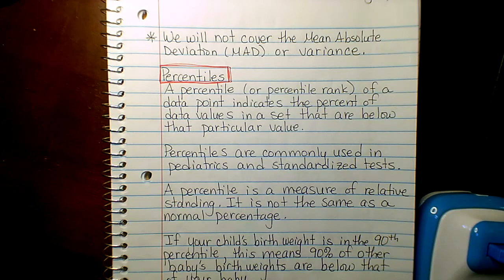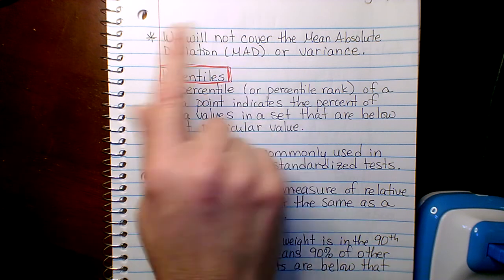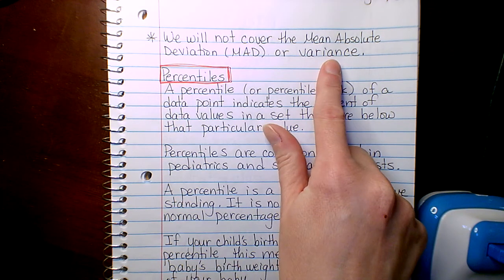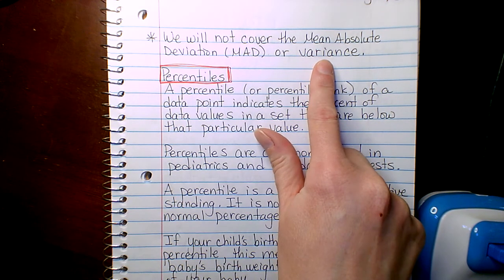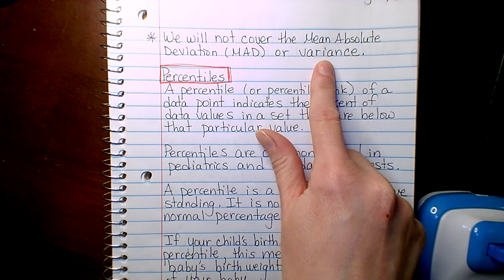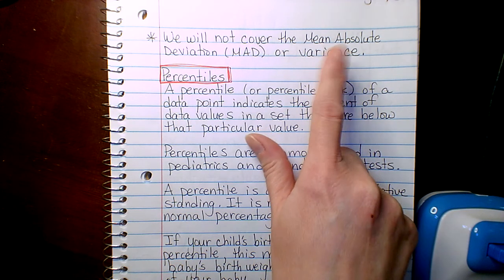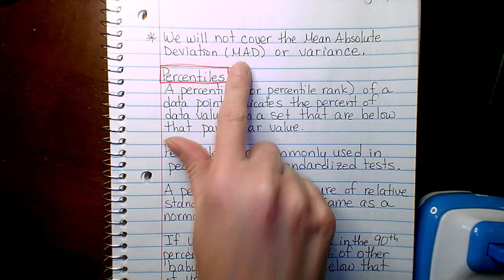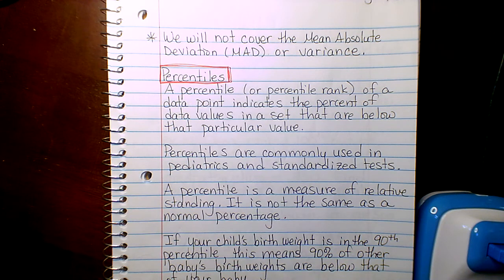All right, so here's the continuation of section 10.4. We are not going to cover something this book covers. It's called mean absolute deviation or variance. Those were measures of spread. We're not going to cover those. I mentioned variance is just the standard deviation squared, so it's not really that big of a deal. But we're not going to cover the mean absolute deviation. That's just not really necessary. This section is long enough.